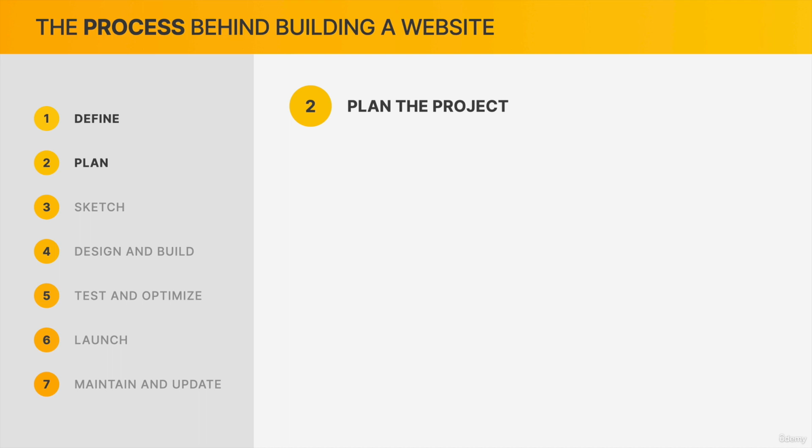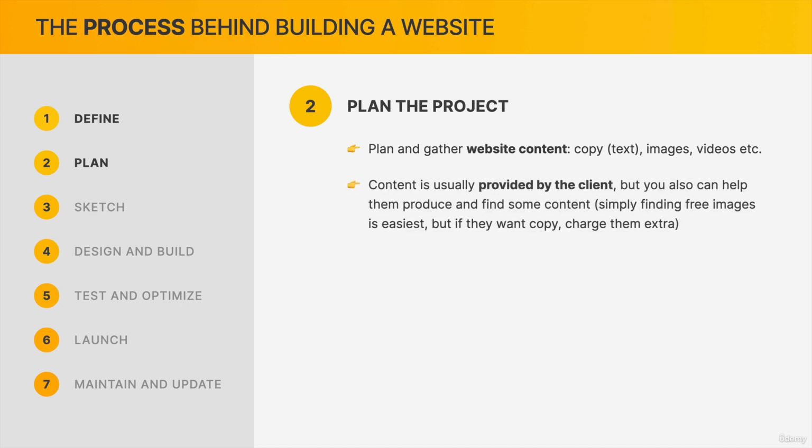And this planning should, of course, be based on the business goals, user goals, and the target audience that you defined in the previous step. Now, planning the project means to finally start thinking about our website. And so that starts with actually planning and gathering the content of the website. So things like the website copy, which is basically the text, images, videos, and all other types of content. Now, usually this content should be provided by the client, but of course you can also help them to build, so to produce and to find this content for them.